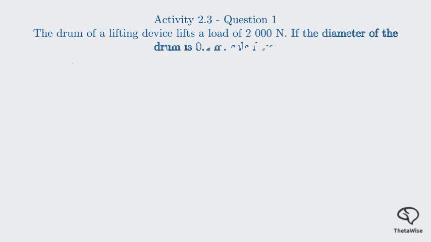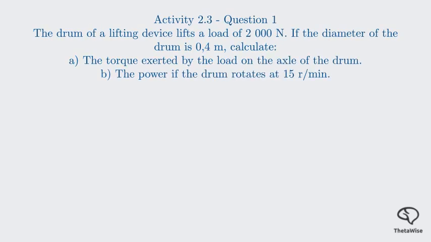Question 1 asks: the drum of a lifting device lifts a load of 2,000 pounds. If the diameter of the drum is 0.4 meters, calculate A, the torque exerted by the load on the axle of the drum. B, the power if the drum rotates at 15 revolutions per minute. Let's begin with part A, calculating the torque.